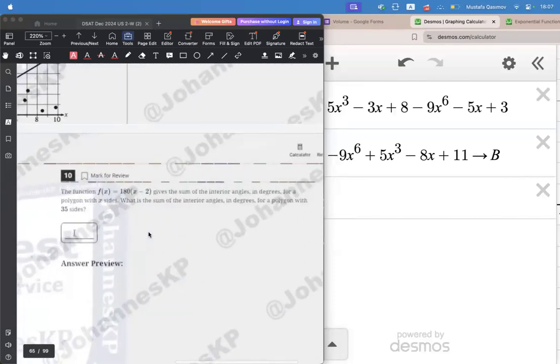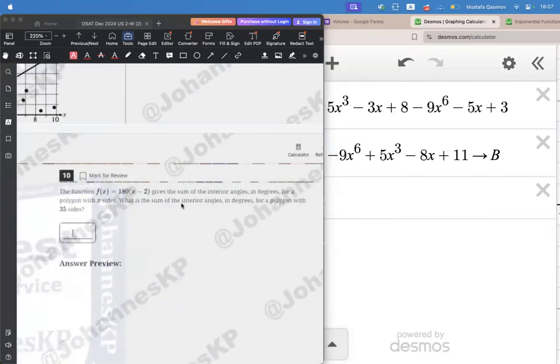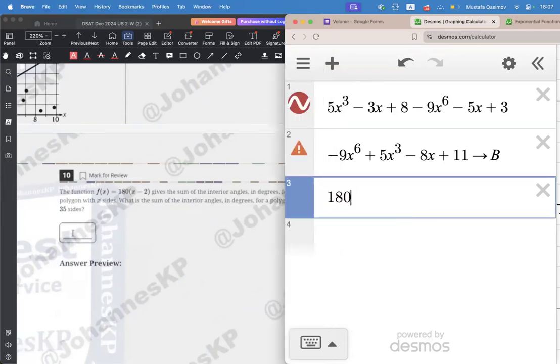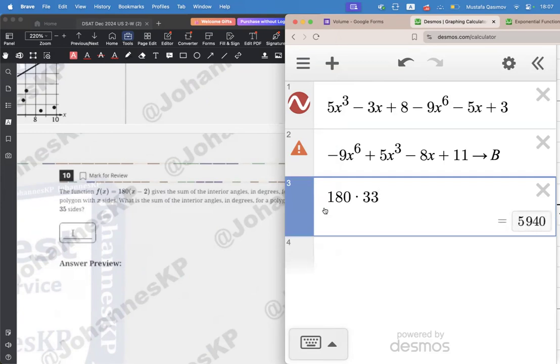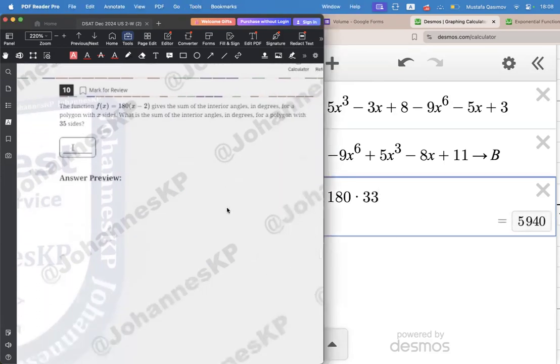Probably it will be. What's the sum of interior angles? We must write instead of x 35, 100 minus 33 will be our answer. 5,940 is the answer.